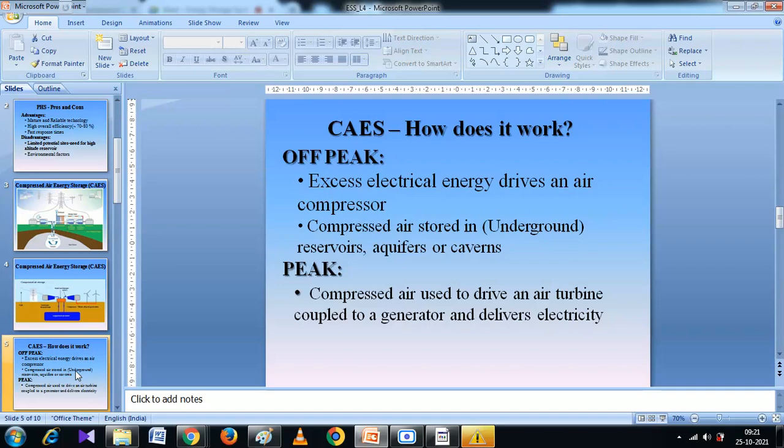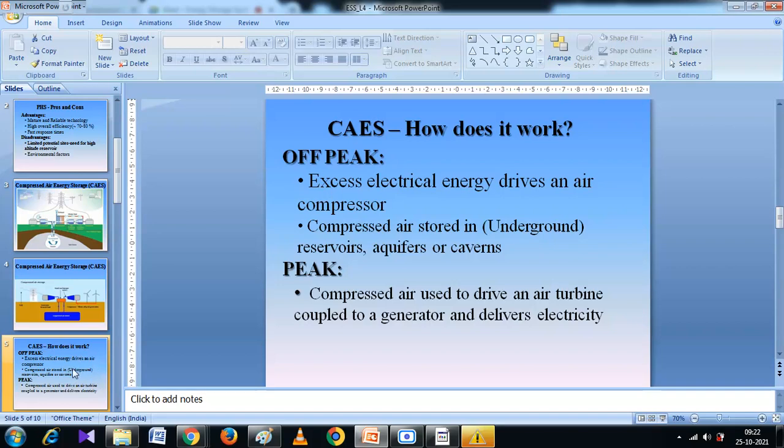Avinash, can you explain it? Yes, sir. In compressed air storage system, at the time of off-peak load, we store air using a compressor, and when peak demand is coming, we use the compressed air and generate electricity using the turbine generator. Good.